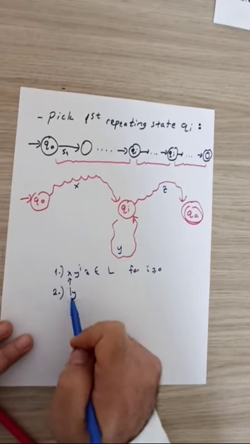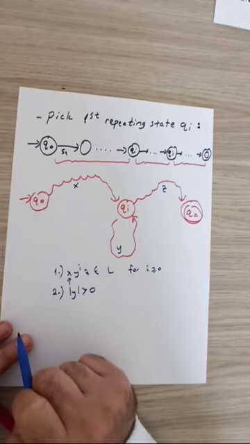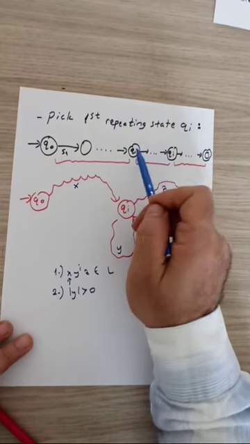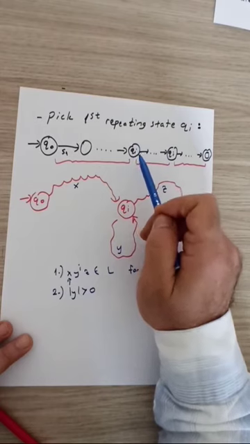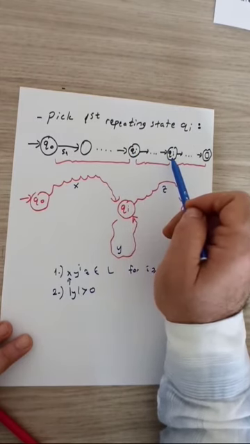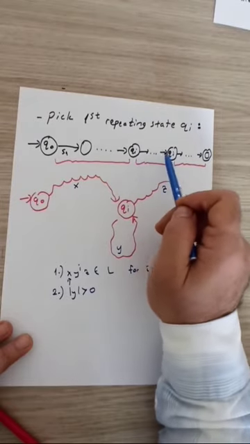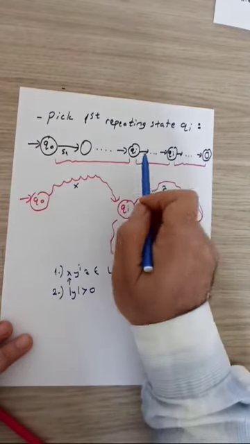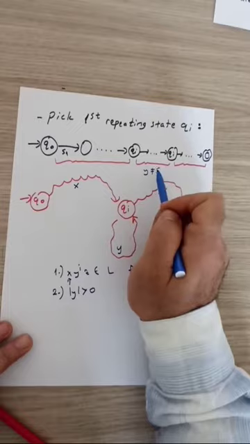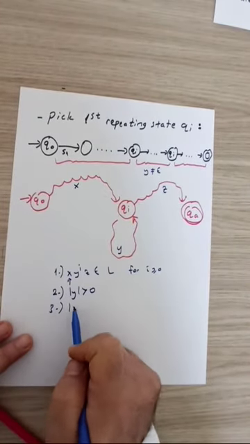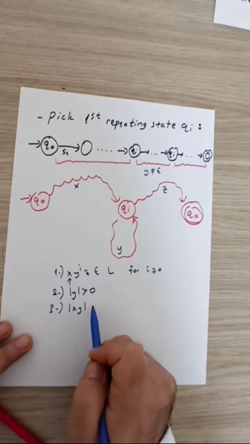Condition 2: the length of y should be greater than 0. Well, we have seen with the discussion above that there exists such a part of the path that starts at some state qi and revisits the state qi. This means that this part of the path corresponds to a substring that is not empty. So y is not epsilon.